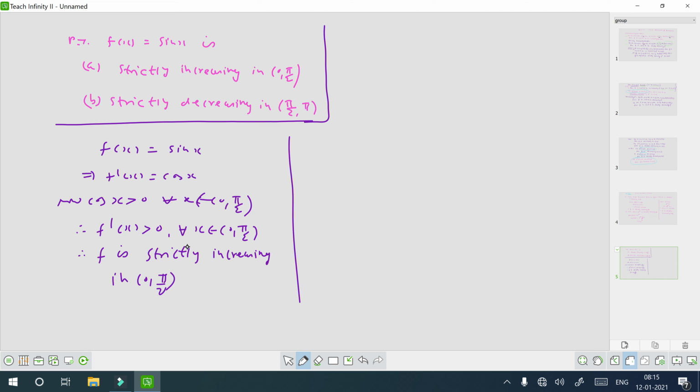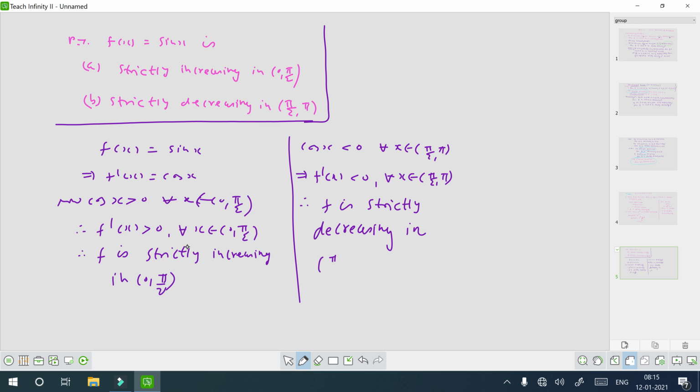Second thing, in second quadrant we know that cos function is negative, pi by 2 to pi. This implies f dash x is less than 0 for x belongs to pi by 2 to pi, and therefore f is strictly decreasing in pi by 2 to pi.